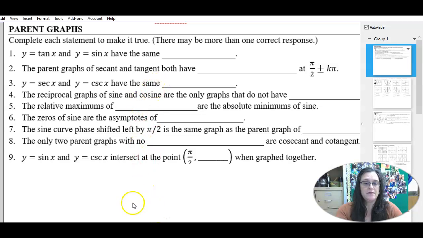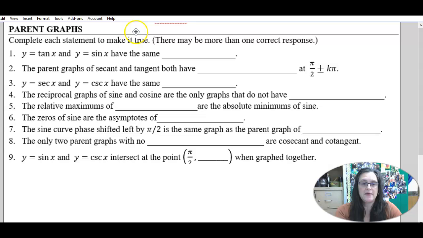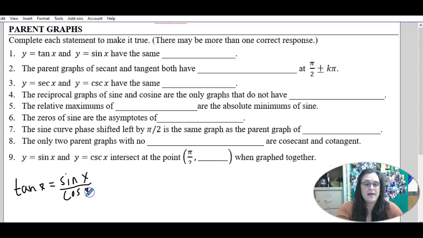Okay, in this first section, we're asked to complete each statement to make it true, and there may be one or more correct responses. So number one, the tangent of x and the sine of x, parent graphs, have the same what? So tangent is sine over cosine. The tangent of x equals the sine of x divided by the cosine of x. And since sine is in the numerator, that means that the zeros of tangent and the zeros of sine are going to be the same.